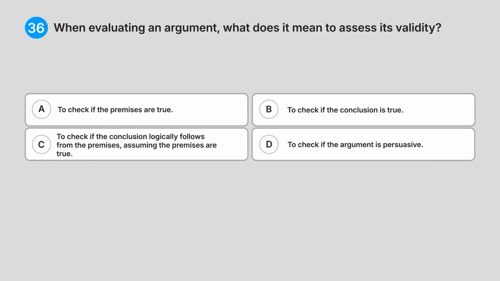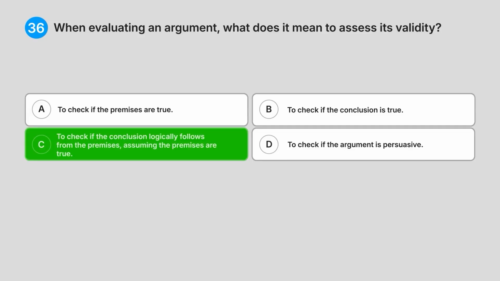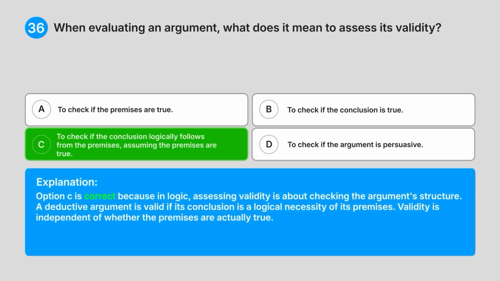Correct answer, C. To check if the conclusion logically follows from the premises, assuming the premises are true. Explanation. Option C is correct because in logic, assessing validity is about checking the argument structure. A deductive argument is valid if its conclusion is a logical necessity of its premises. Validity is independent of whether the premises are actually true.